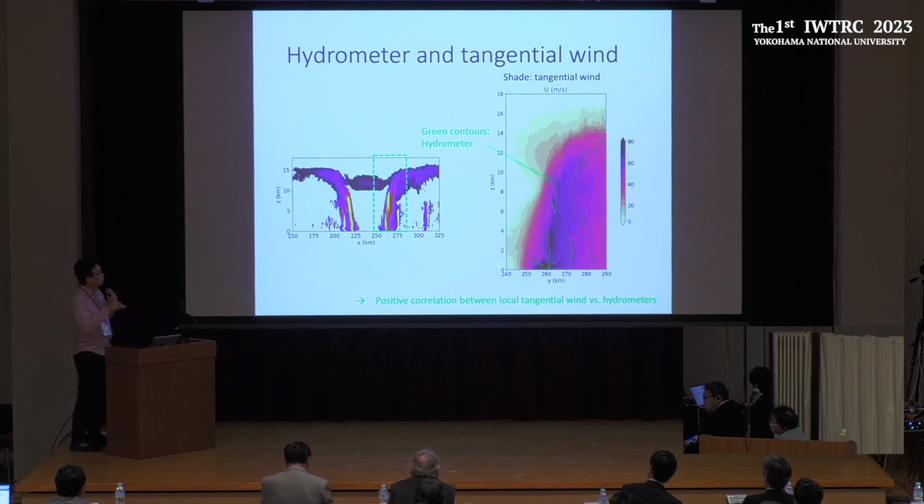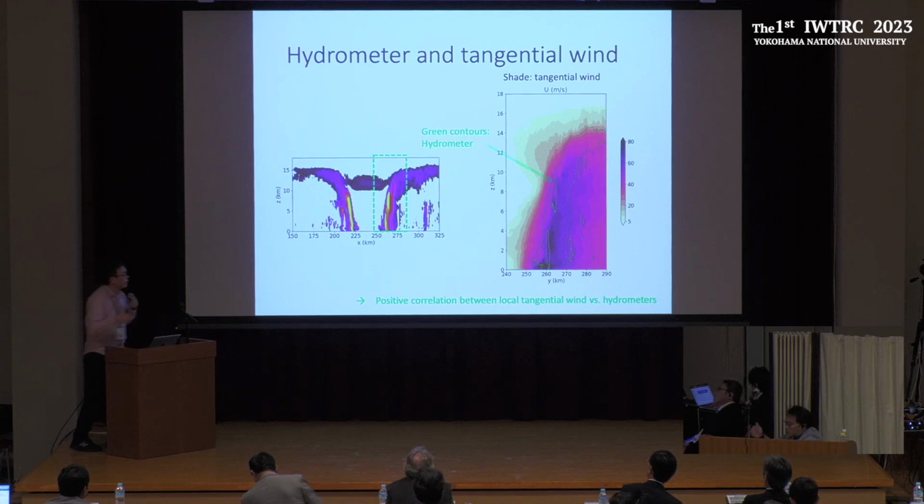In the wall cloud, the shading shows the tangential wind, and the green contour is the hydrometeor. So we see a positive correlation between the local tangential wind and hydrometeor. But we also expect fine scale structure in the boundary layer as a part of the tropical cyclone as well.